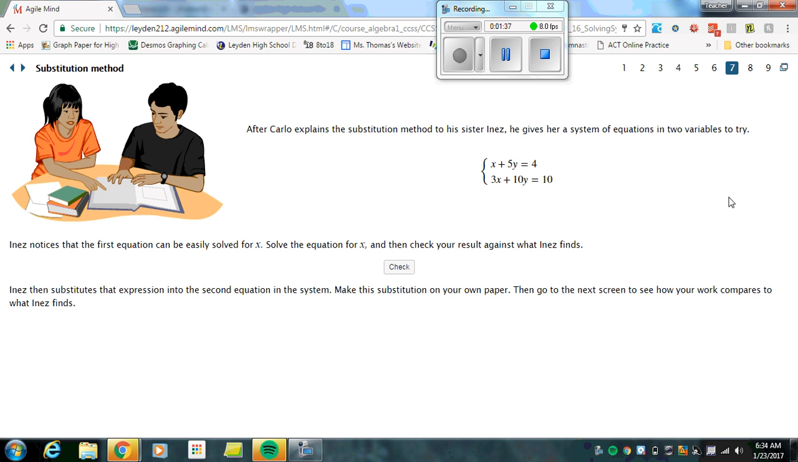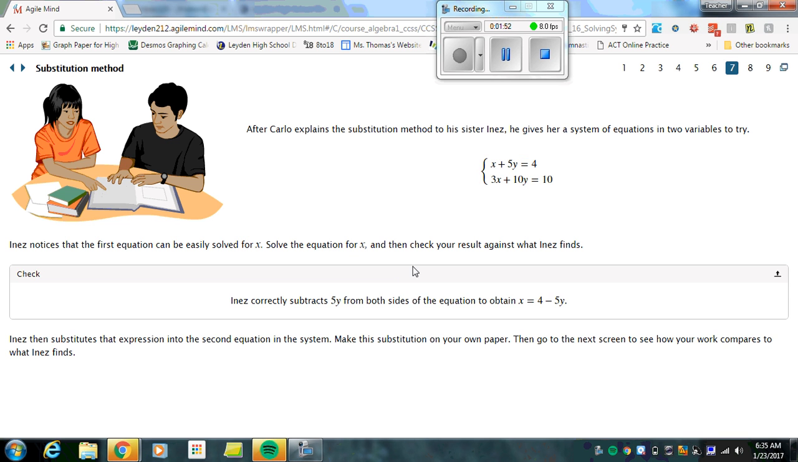Slide 7. Use the substitution method to solve the system of equations. Solve the first equation for x. So no letter is already by itself, but there's no coefficient, there's no number in front of this x, so that's why I decided to get x alone. So I move the 5y to the other side and I get x equals 4 minus 5y. Now solve the system below. Show your work and check your answer on the next page.